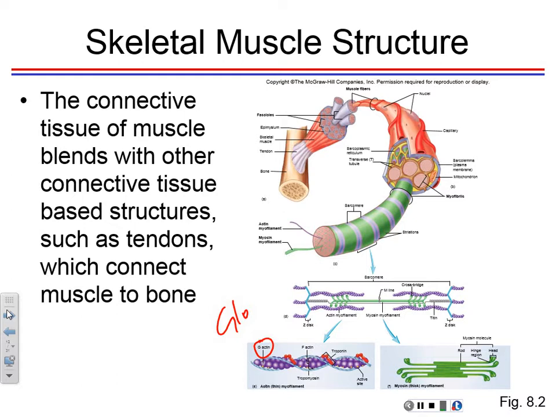It's going to make a different attraction so that it changes shape. When troponin changes shape, because it is bound to tropomyosin, it's going to move tropomyosin out of the way and expose what? The binding sites. See these yellow bits? Those are the binding sites.